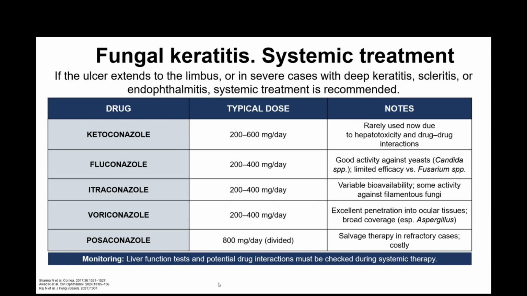Though systemic treatment of fungal keratitis is controversial, if the ulcer extends to the limbus, or in severe cases with deep keratitis, scleritis, or endophthalmitis, also in post-keratoplasty patients, systemic treatment is recommended. And several systemic azoles are used in clinical practice. Voriconazole is often preferred because of its excellent ocular tissue penetration and broad antifungal spectrum, particularly against Aspergillus.